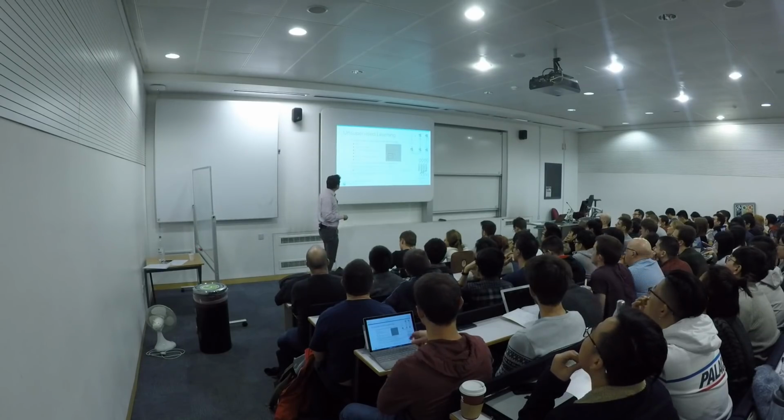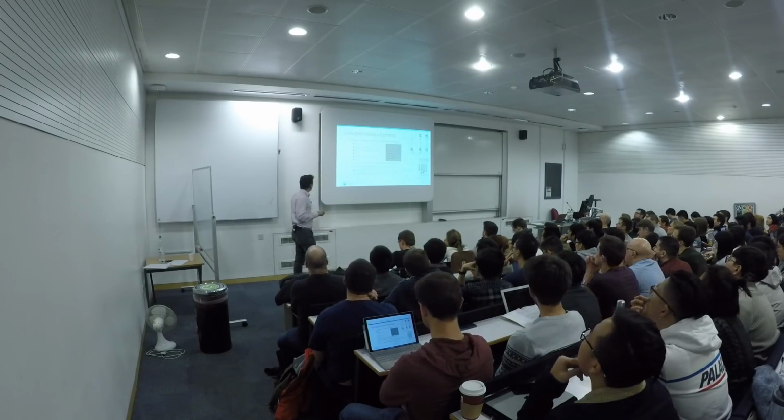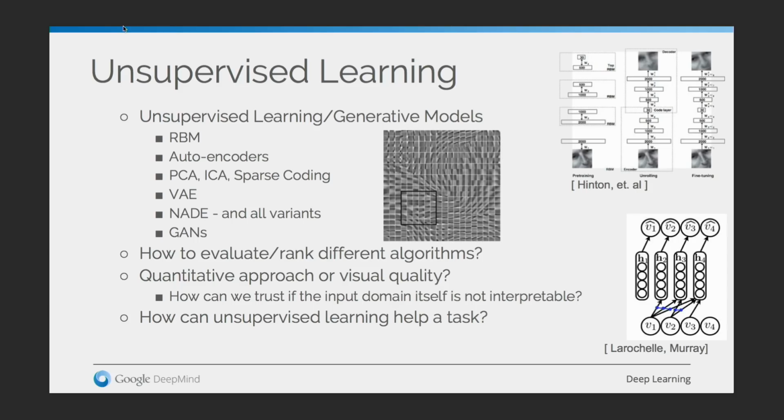Okay, similarly in unsupervised learning, there was a proliferation of architectures and models: restricted Boltzmann machines, autoencoders, things that do PCA and ICA and sparse coding, sometimes stacking layers of these on top of each other to achieve hierarchy.